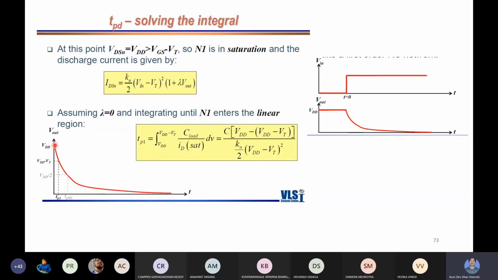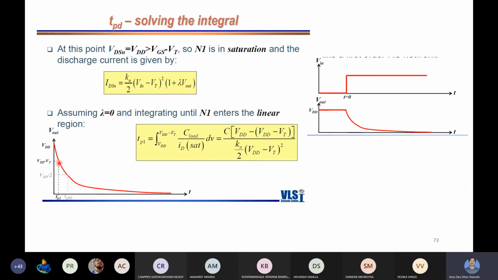Initially, what is the situation of the transistor? Initially the transistor is in the saturation region, but when the output voltage goes below VDD minus VT, this NMOS transistor will become linear region. So from here to here, the NMOS transistor is in the saturation region. After this point and up to this point, the NMOS transistor is in the linear region. So in the linear region we have to calculate the delay separately.